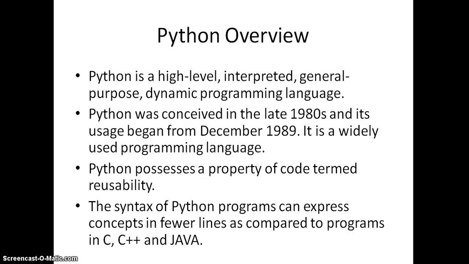Python is a high-level interpreted general-purpose dynamic programming language. It was conceived in the late 1980s and its usage began from December 1989. It is a widely used programming language. Python possesses the property of code reusability, and it has fewer lines as compared to programs like C, C++, Java, where the code length is very high.